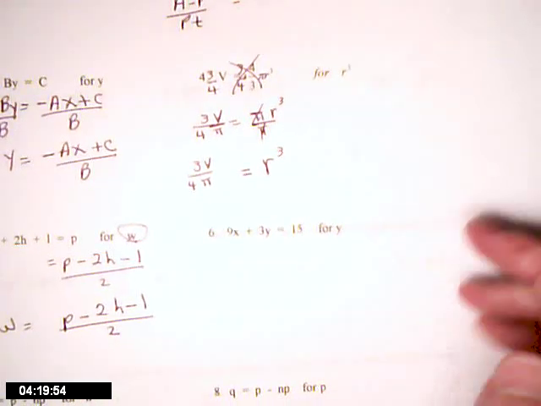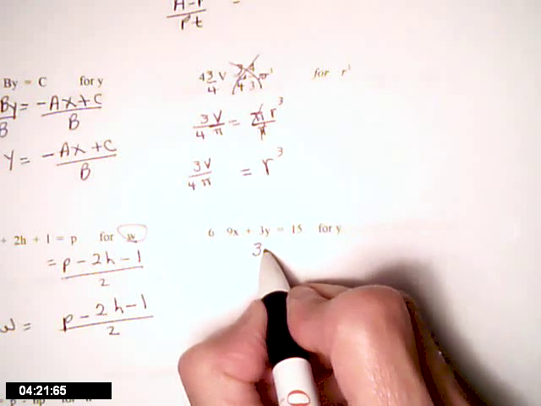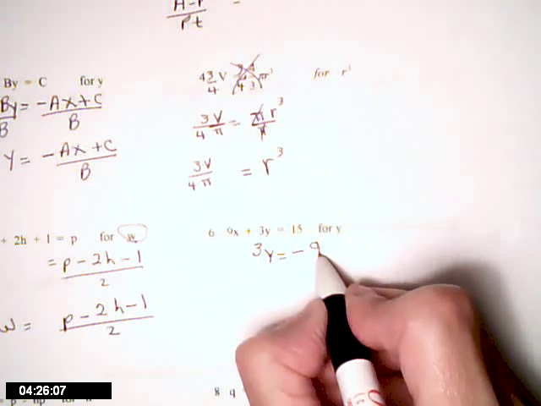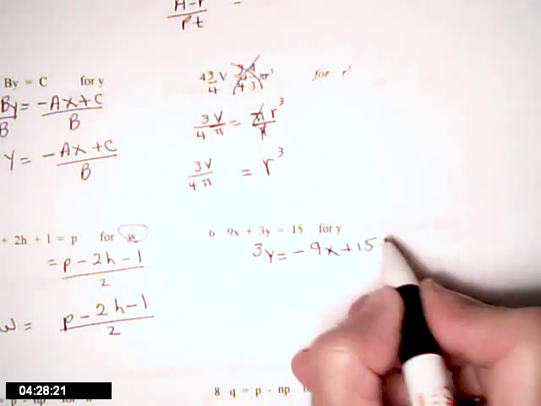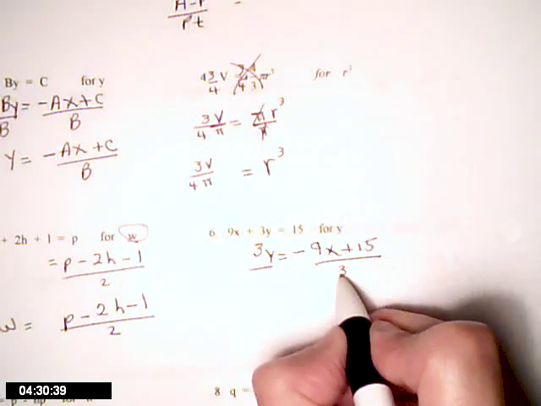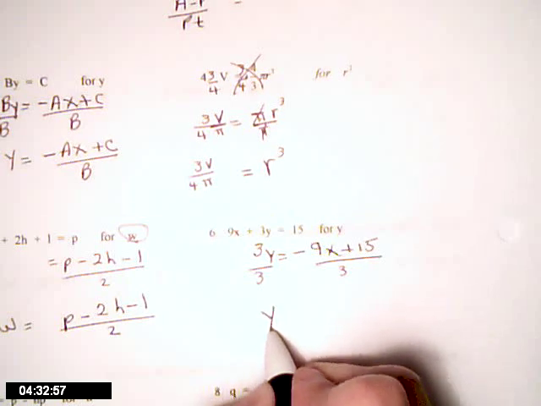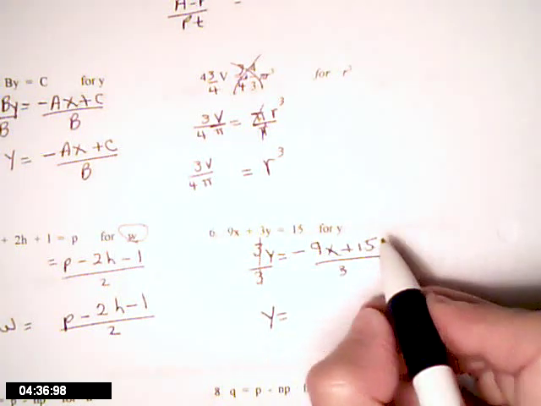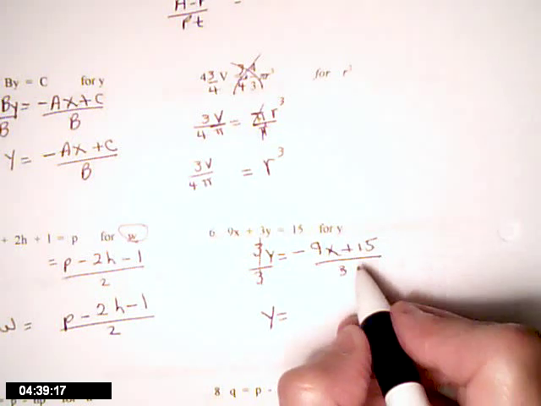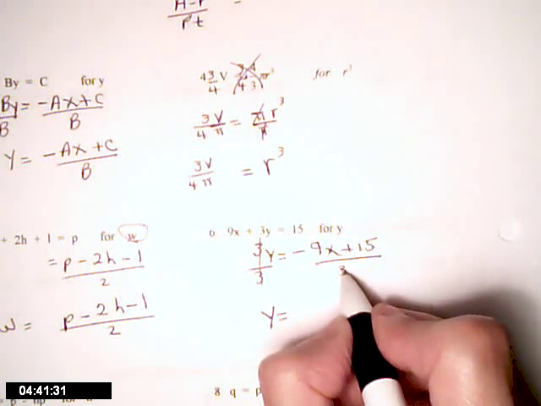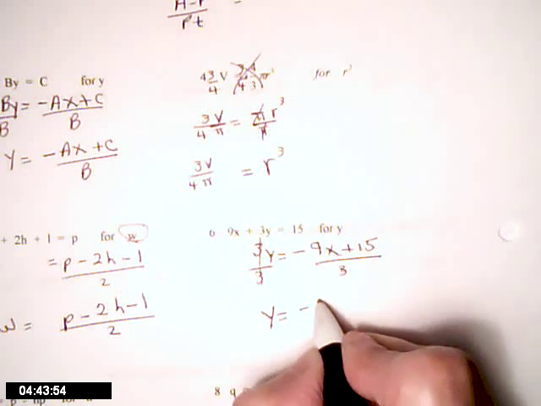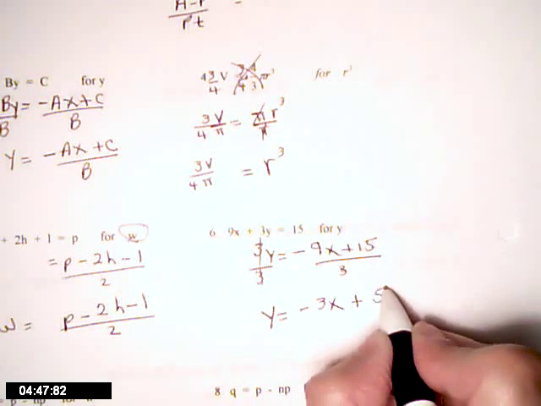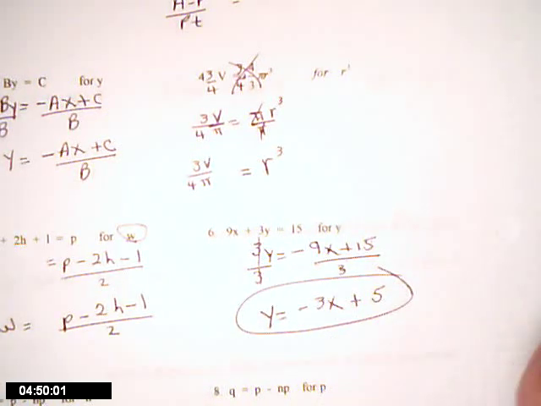In problem number 6, we need to solve for Y. 3Y equals, let's move the 9x to the other side, and it'll be negative 9x plus 15. We'll divide everything by 3. Now in this one, you're going to notice that 3 will divide into 9, and 3 will divide into 15. So since it divides into both, we will reduce. 3 into negative 9 becomes negative 3x. 3 into positive 15 becomes positive 5.